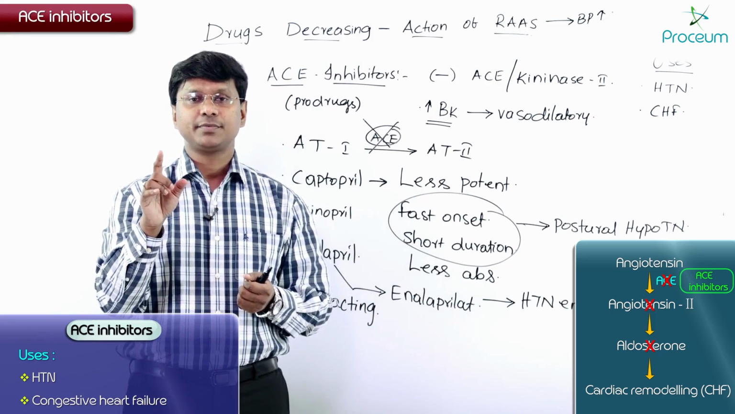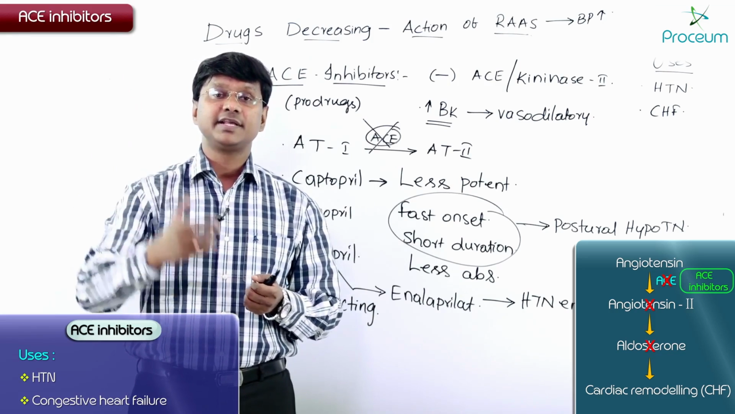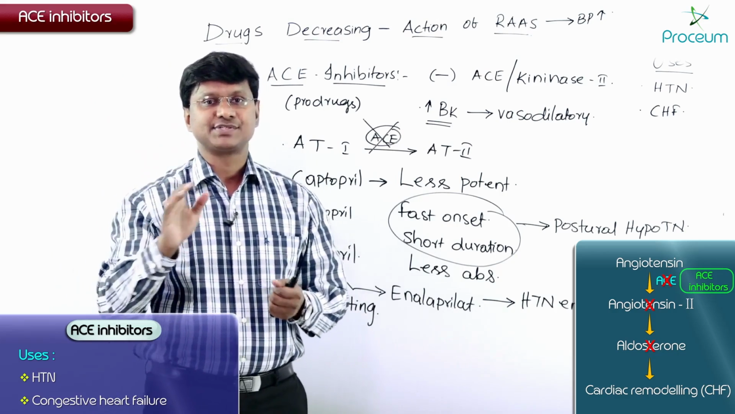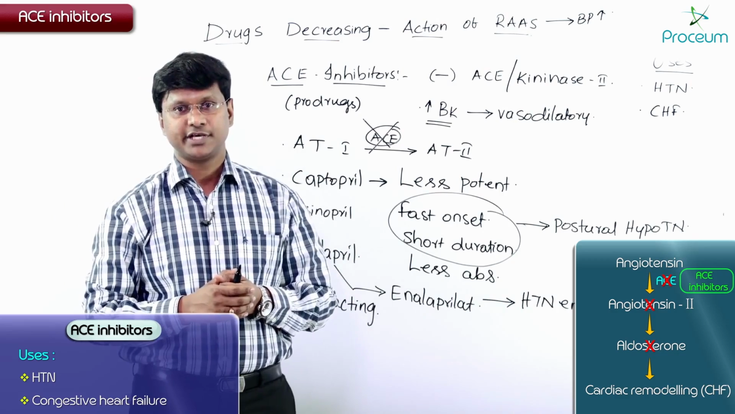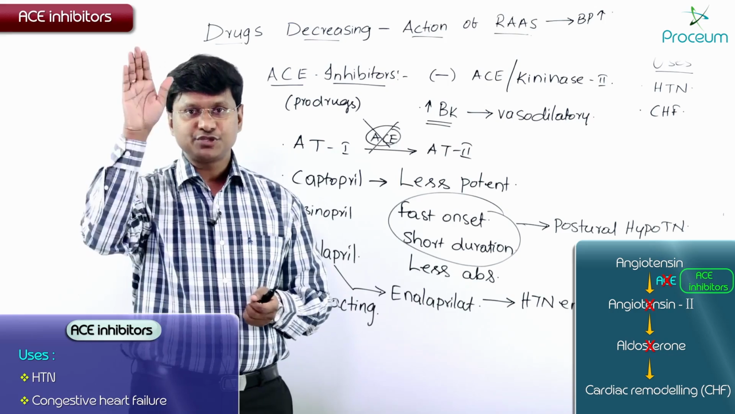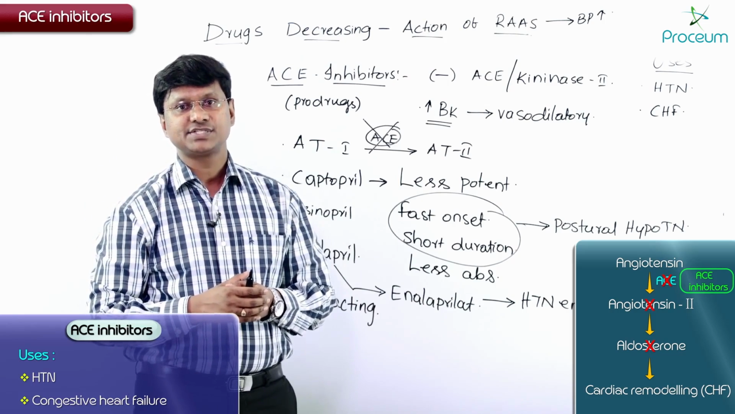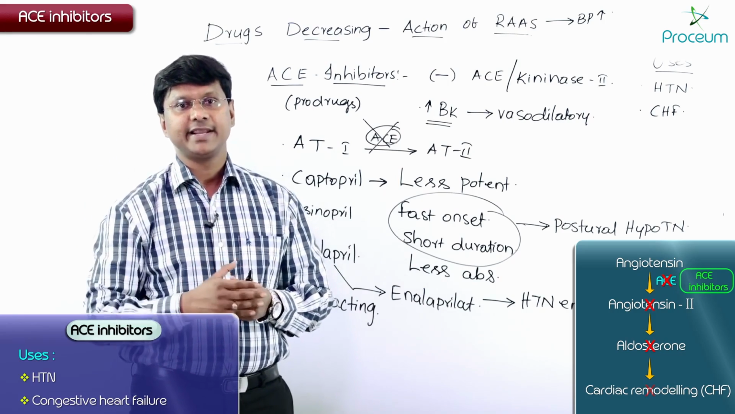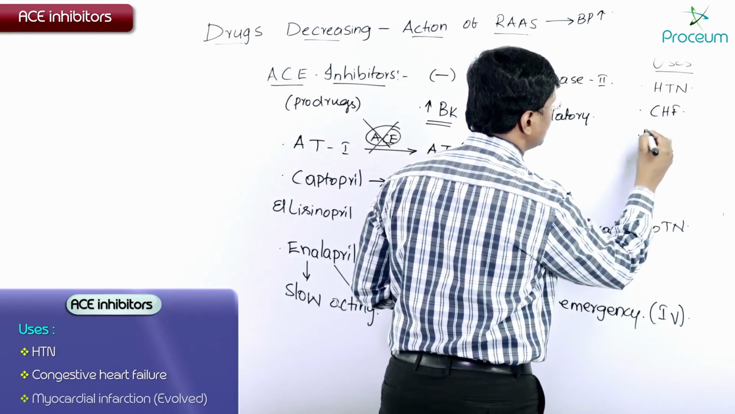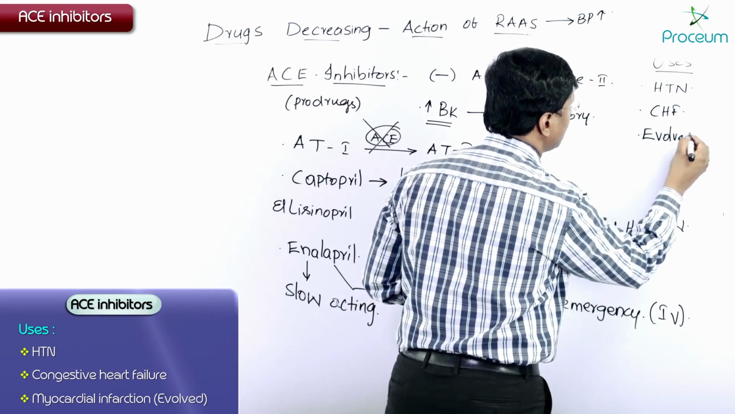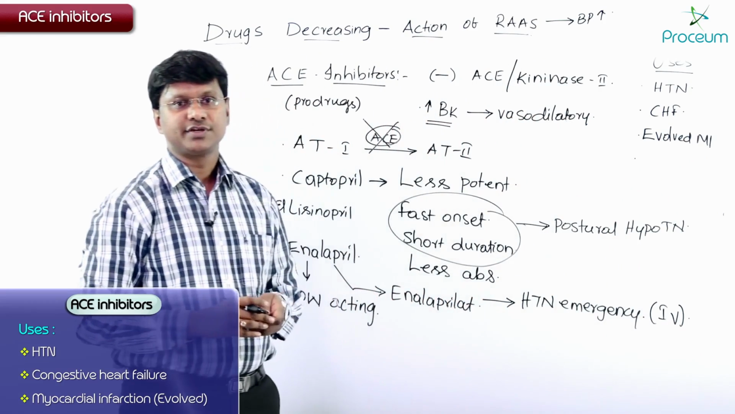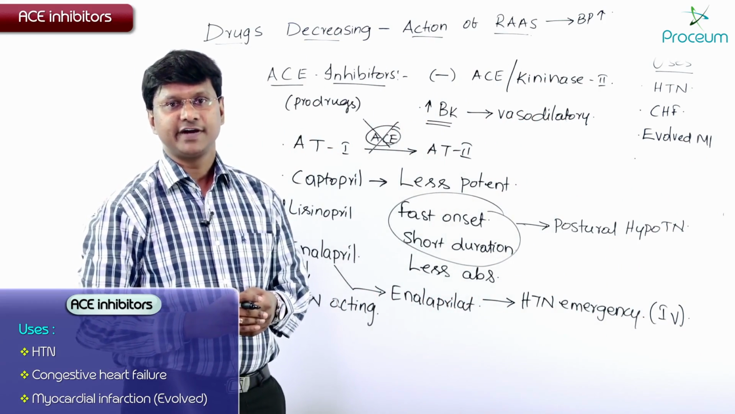In congestive heart failure patients, there is a compensatory increase in aldosterone production, all right? So we want to suppress that compensatory increase in aldosterone production. For that, we use ACE inhibitors in patients with congestive heart failure, which will suppress that aldosterone release, and thereby it will prevent the cardiac remodeling, all right? Next, these drugs are also used in the treatment of evolved myocardial infarction.